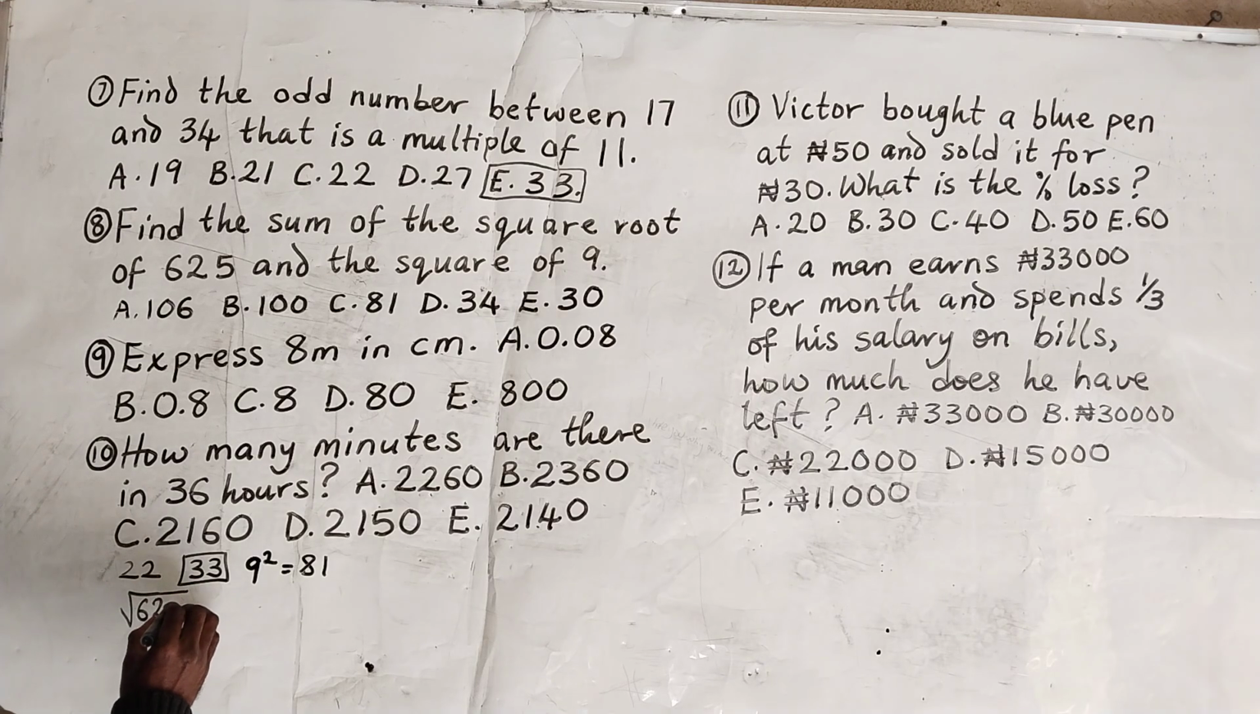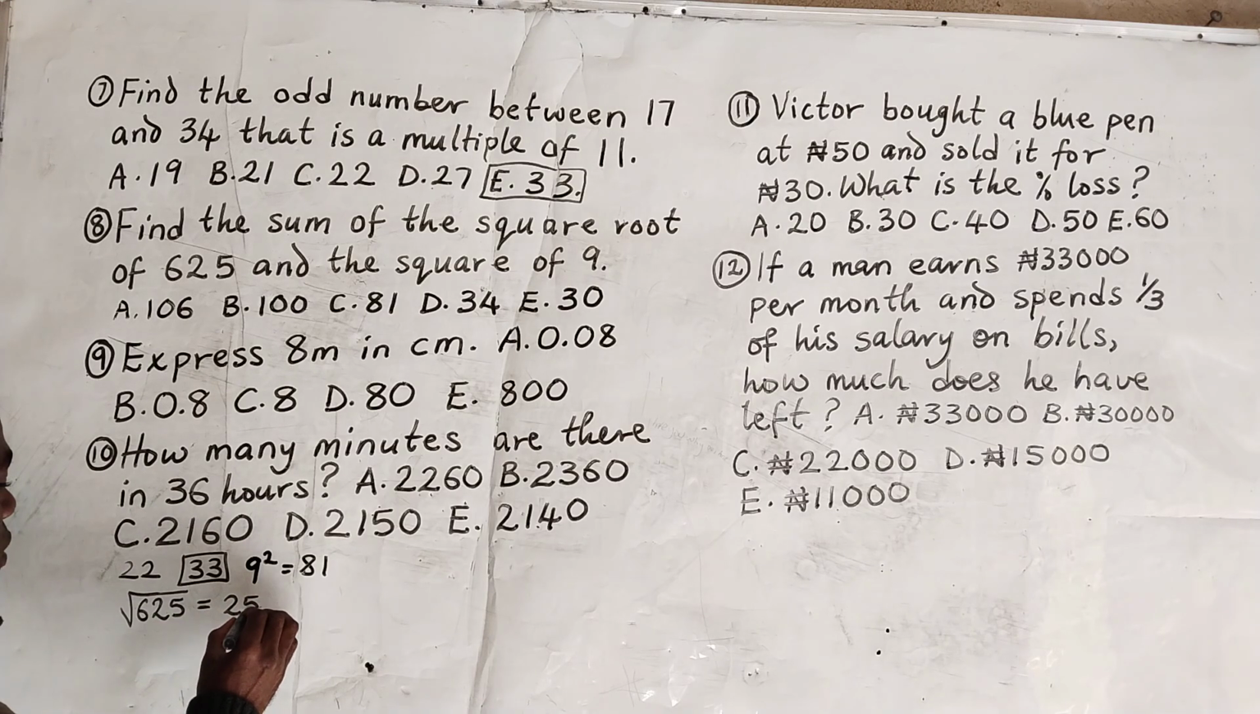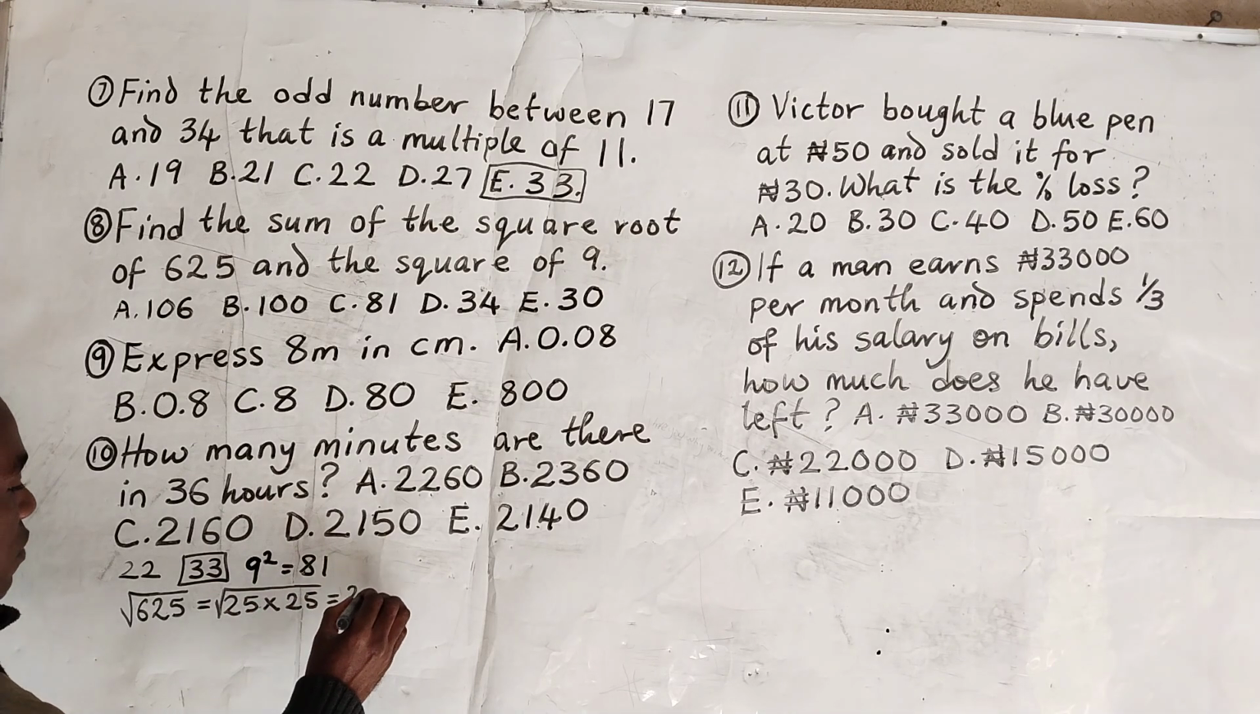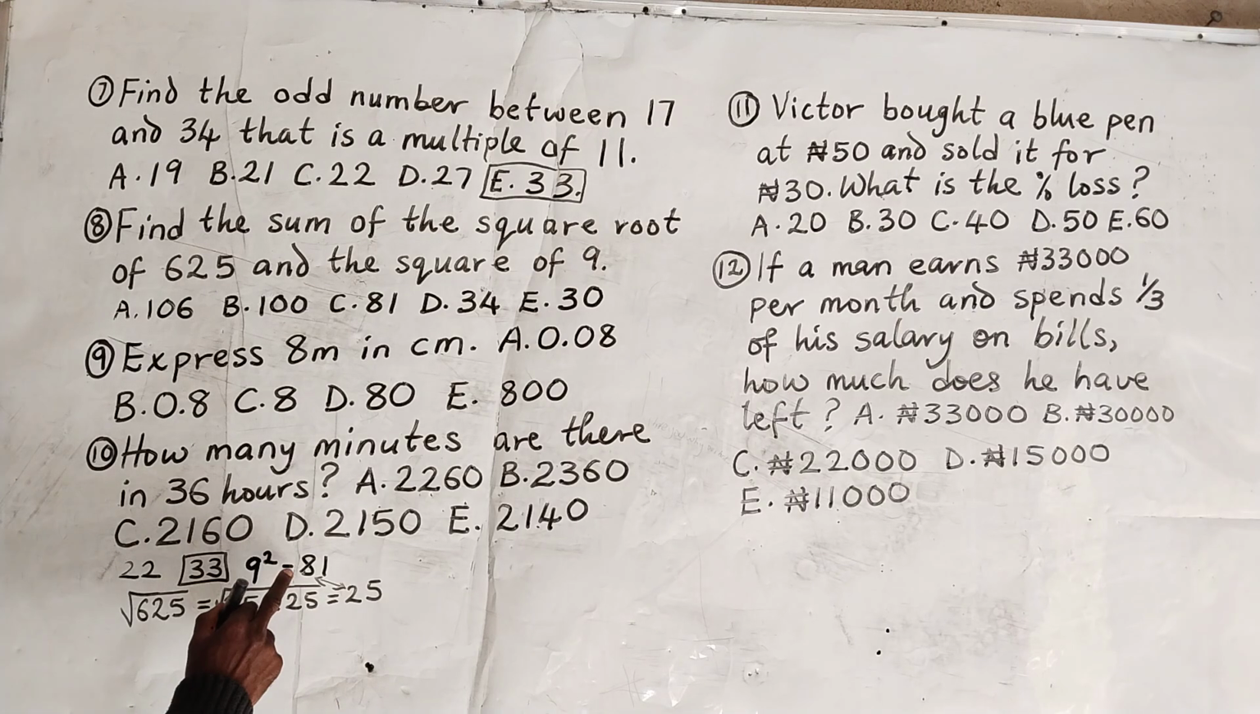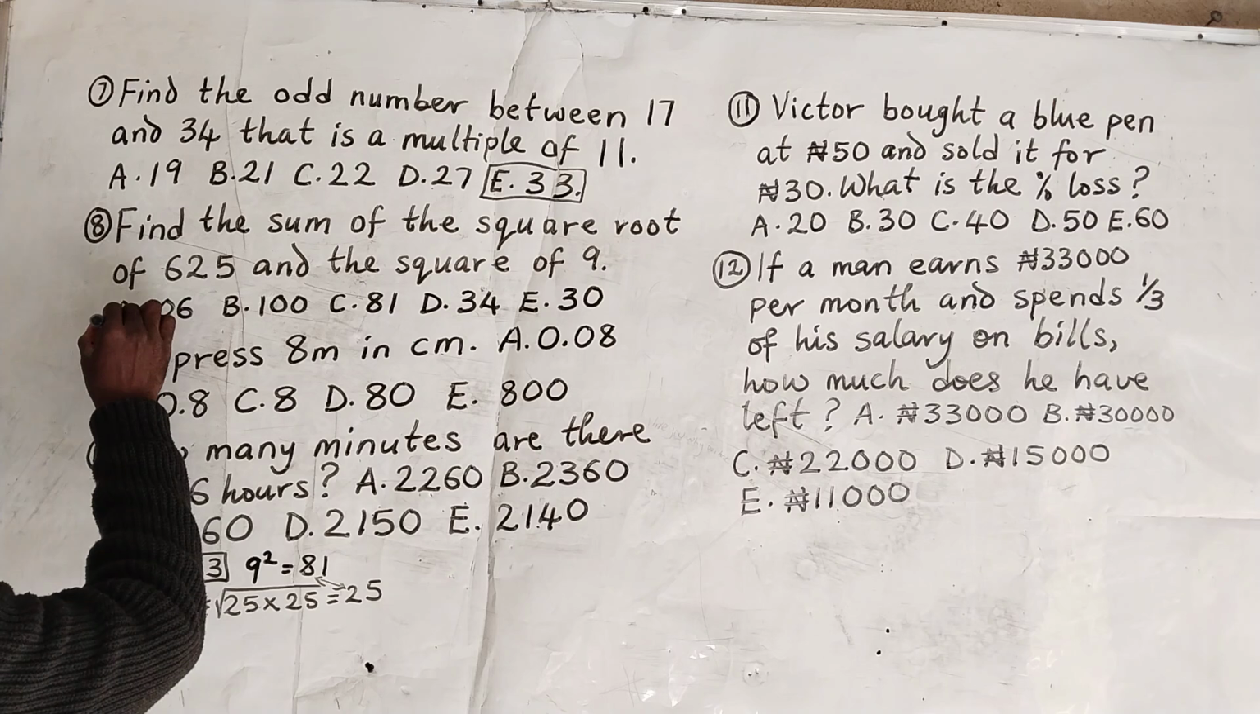625 means a number that will multiply itself 2 times, that will give us 625, which is 25 multiplied by 25. Okay, which is 25. So what I will do now is I will add this, because what they said is the sum. So when you add this together, it will give us 106. 81 plus 25, 106.